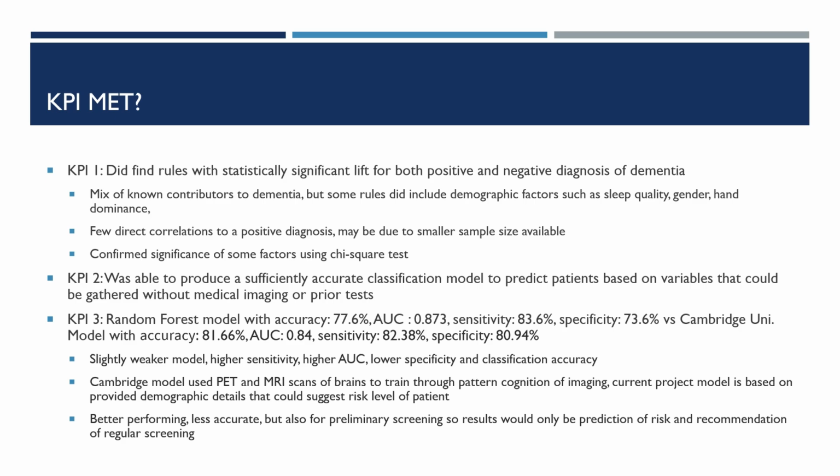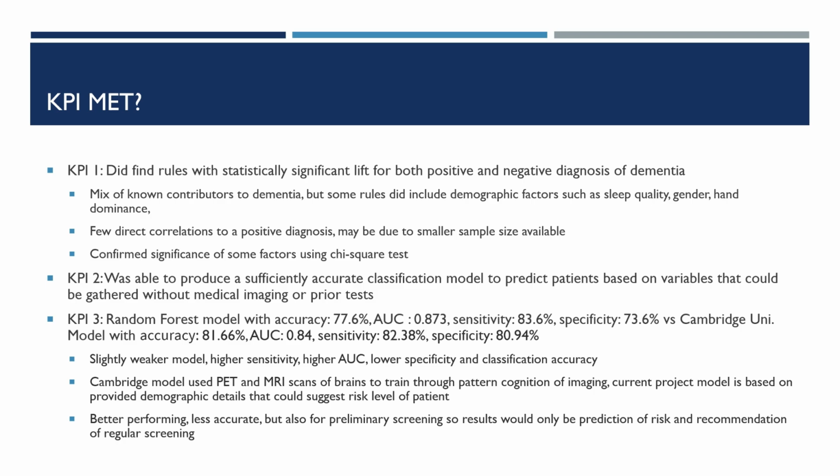Their model was trained on PET and MRI scans and achieved an accuracy of 81.66 with an area under the curve of 0.84. My champion model, which was the random forest model, achieved a 77.6% accuracy but an area under the curve of 0.873. Both models had similar sensitivity, however, the Cambridge University model had a greater specificity. I would, though, point out that the gradient boosting model achieved a greater area under the curve, similar accuracy to the Cambridge model at 79.1%, comparable sensitivity, and a slightly lower specificity.